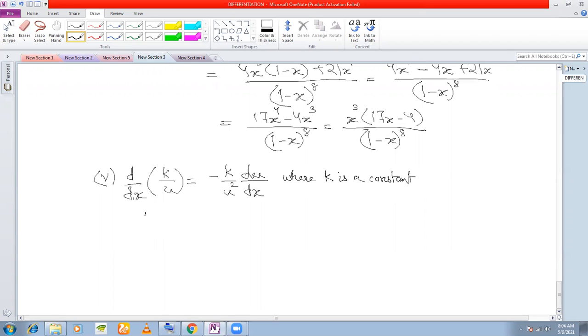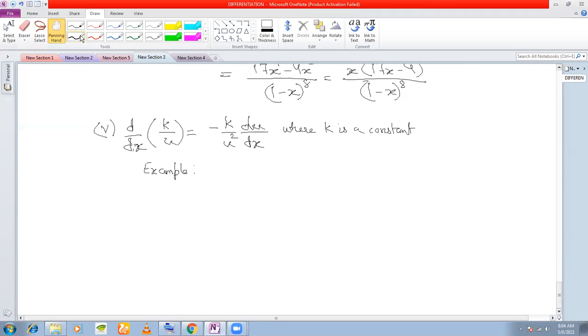Okay, example. Let us say I want to find d/dx of minus 5 by 2x² plus 5x minus 4. In this case, following the above rule, you see that u here is the denominator. This function in x is your u. And this k is your minus 5.